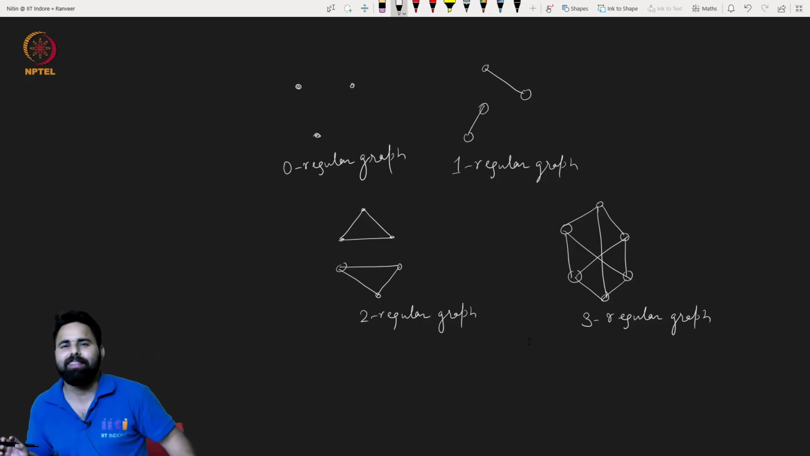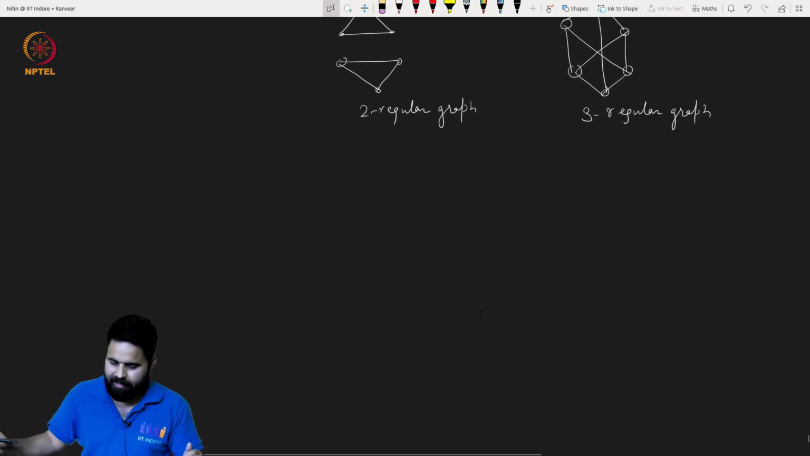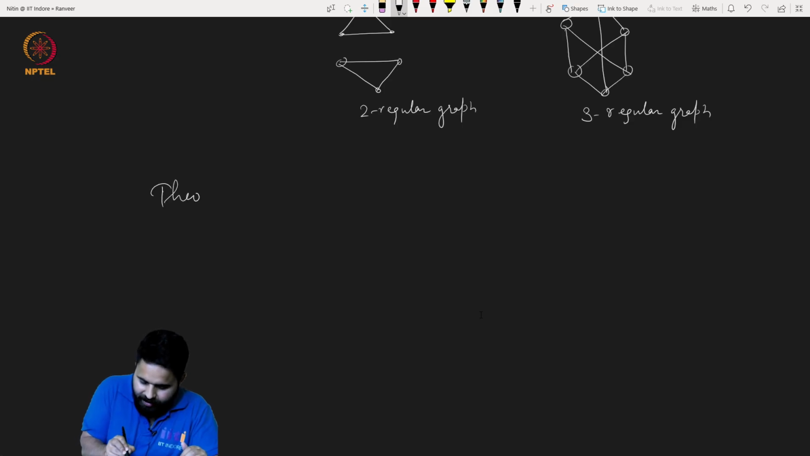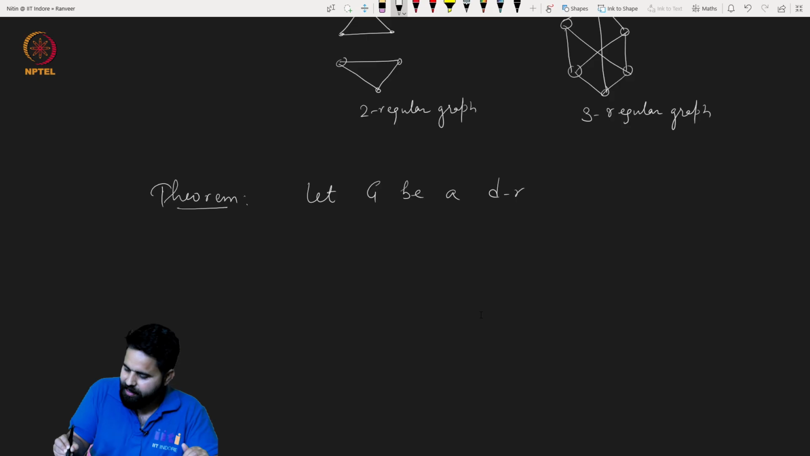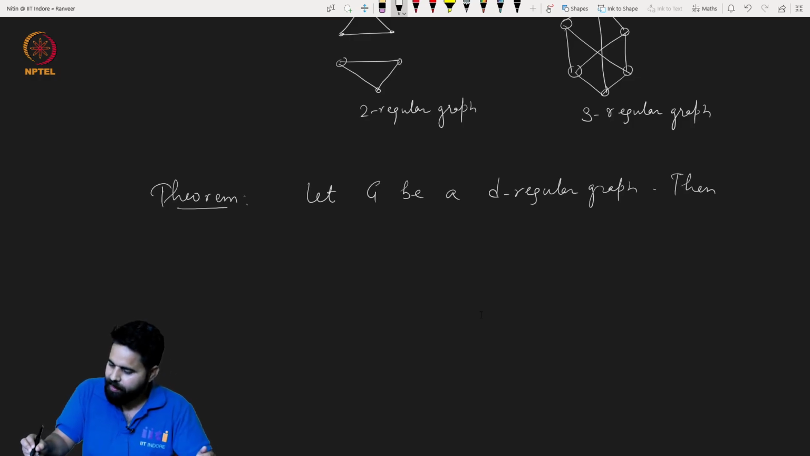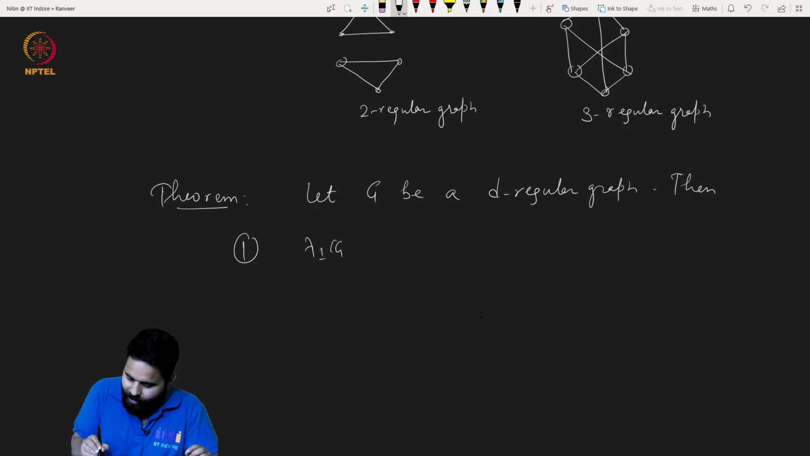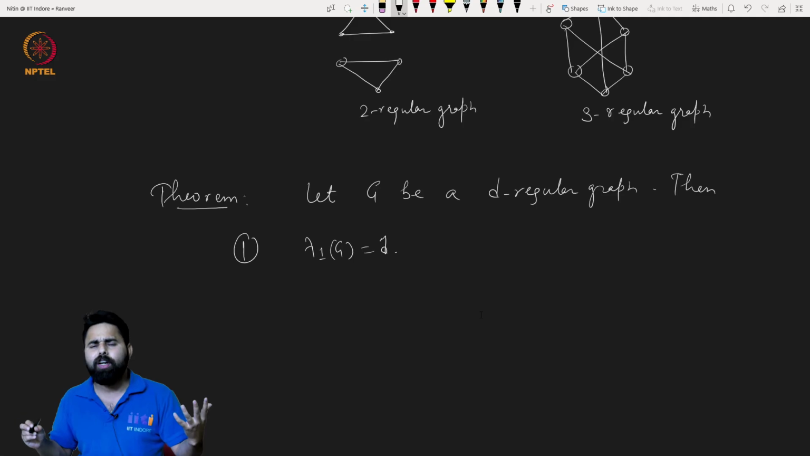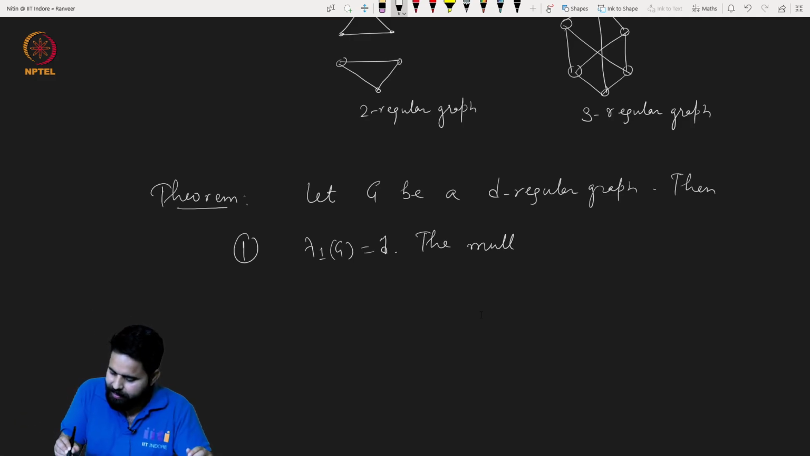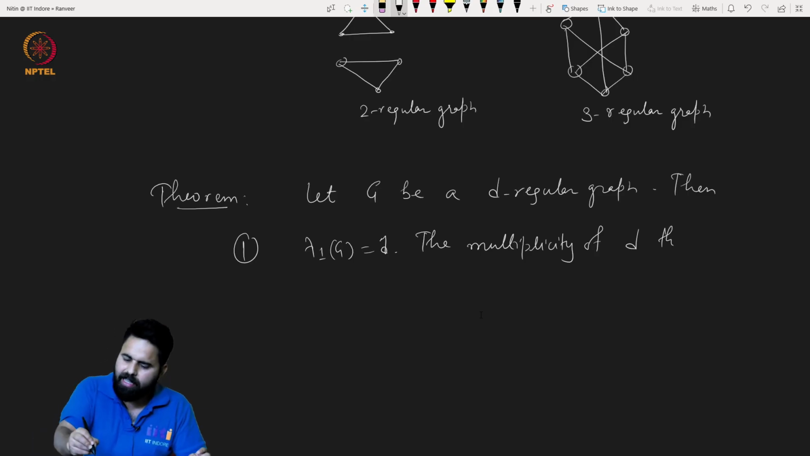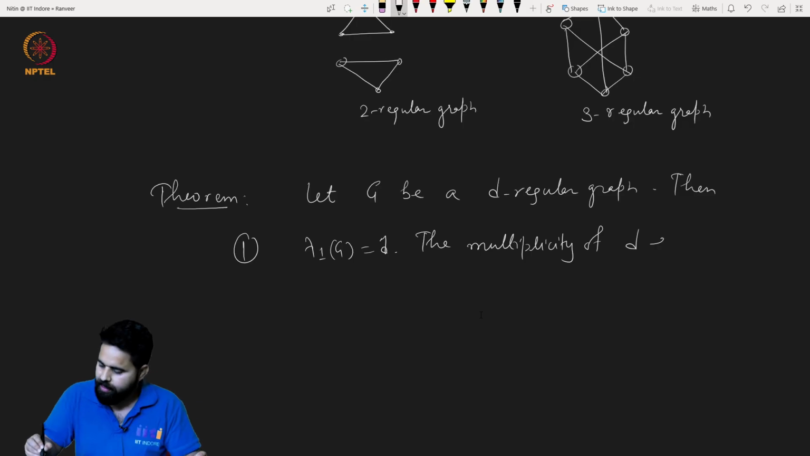Okay, so let us see the theorem. Let G be a d-regular graph. Then what can we say? One thing is the largest eigenvalue is always d, so lambda 1 is equal to d. And the multiplicity of d equals the number of components.